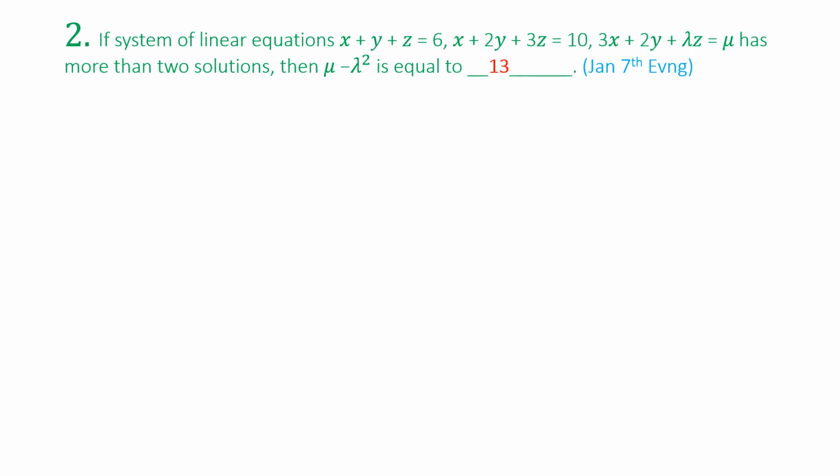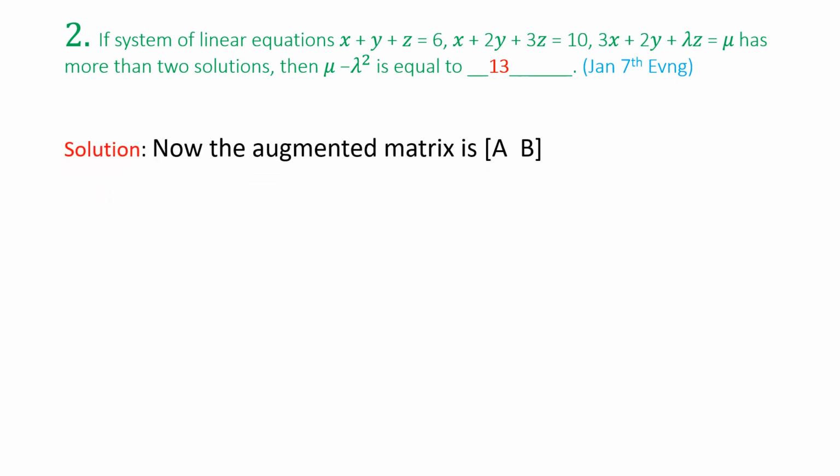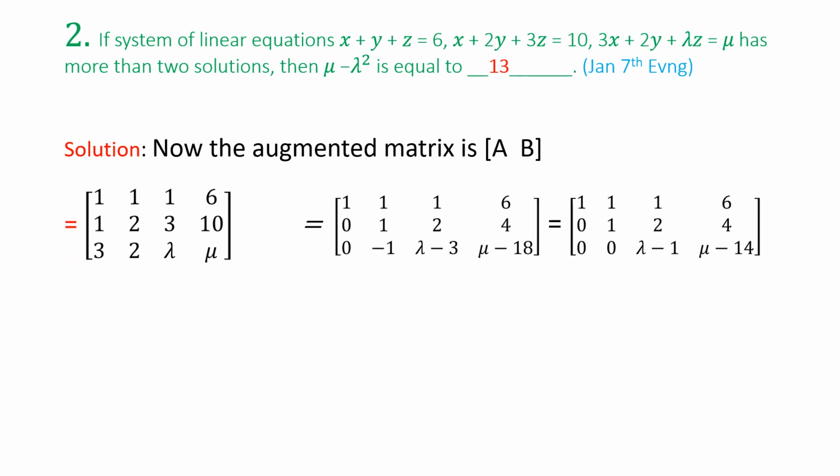First of all, we write the augmented matrix of the given system. The coefficients of x, y, z are 1, 1, 1 and 1, 2, 3 and 3, 2, λ in the third equation. Similarly, the constants 6, 10, μ are written besides the coefficient matrix. So this is the augmented matrix.